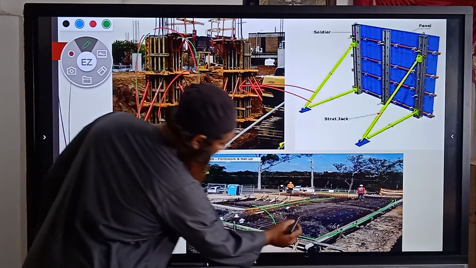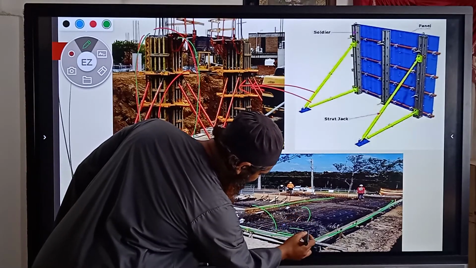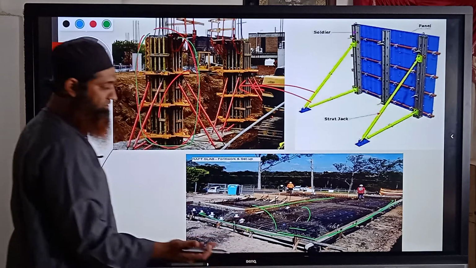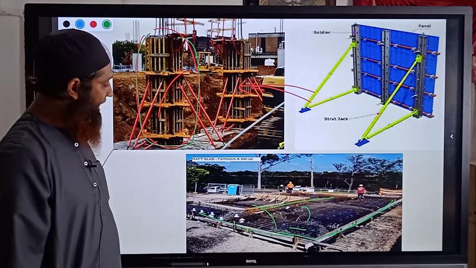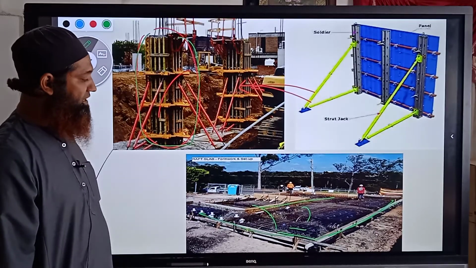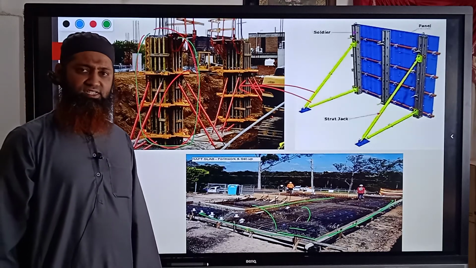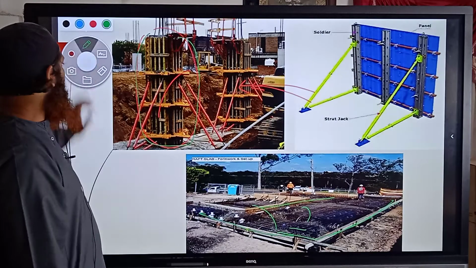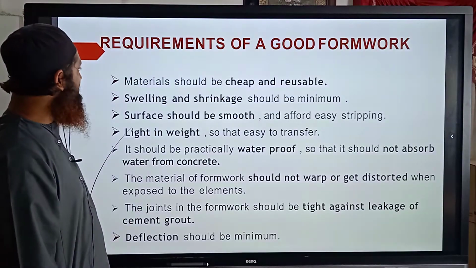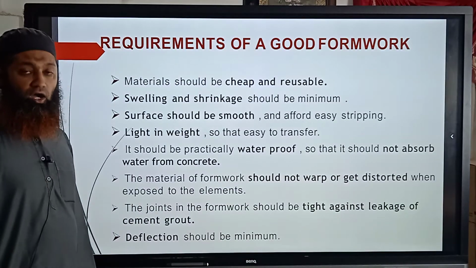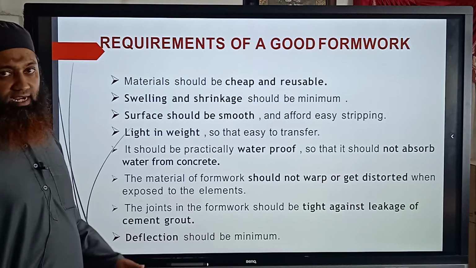Here you can see the reinforcement. This whole reinforcement has been placed on the formwork, and then over that the fresh concrete will be poured. So basically, formwork is a very essential component in the structure. Let us see the requirements of a good formwork. How the formwork should be is also very essential.